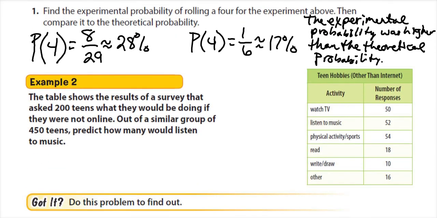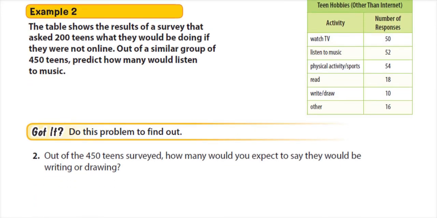All right, this time we have a new survey. It says the table shows the results of a survey that asked 200 teens what they would be doing if they were not online. Out of a similar group of 450 teens, predict how many would listen to music.